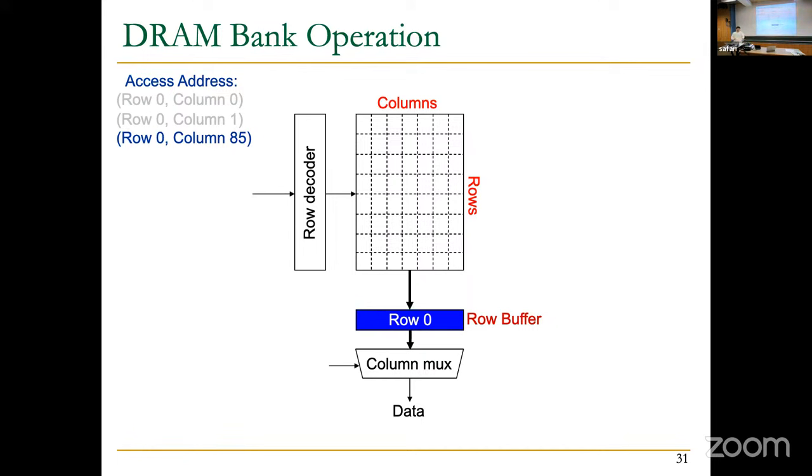So what FR-FCFS does in that case is it will serve this request first that you see here, row zero column 85. So this request doesn't get that high latency penalty of closing the row, activating another row again. And the penalty on the other request that we didn't service is very small, right? Because it's just the row buffer hit latency.